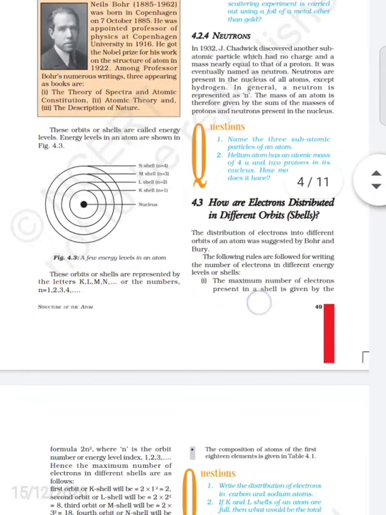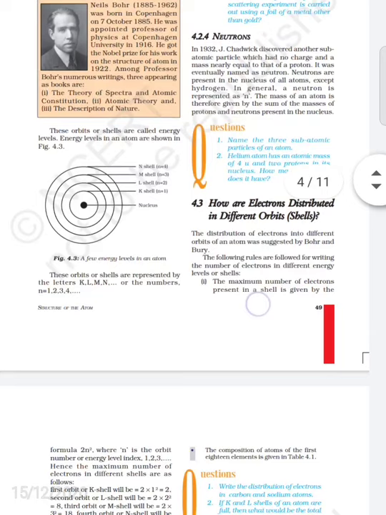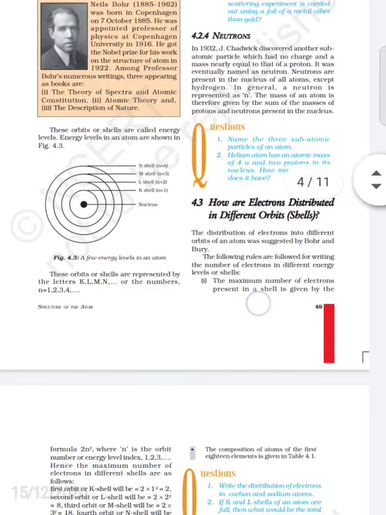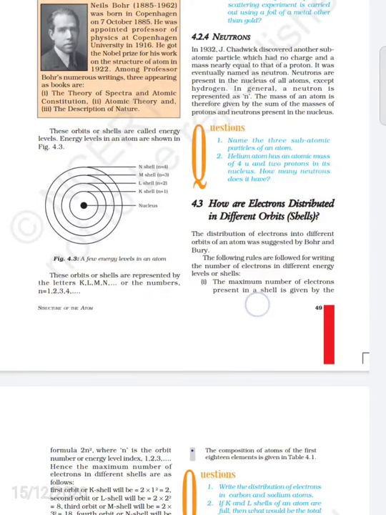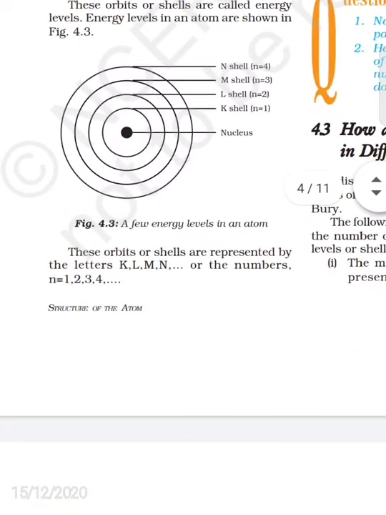And now we can see about the orbitals and shells. These discrete orbitals and shells are known as energy levels, and these energy levels of an atom can be seen in the below figure. We know that the first shell is known as K shell, the second shell is known as L shell, the third shell is known as M shell, and the fourth shell is known as N shell.